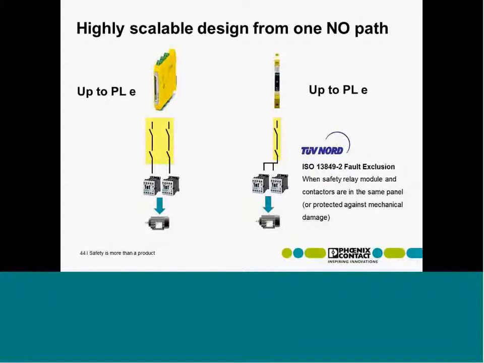Maybe one comment. The question may arise, how can I achieve the highest performance level with one safety relay, as you see it here on this side? As I said before, typically I need to have a kind of redundancy, yes, redundancy by using two elementary relays here on one side. And of course, it's allowed to make a fault exclusion in the wiring here, so far as the safety module and the contactors are in the same panel, which is typically the case.